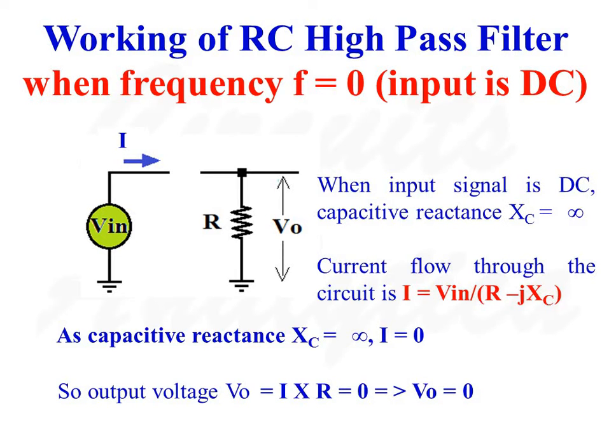As current I is equal to 0, current flow through resistance R is equal to 0 or voltage drop across resistance R is equal to 0. So output voltage V0 is equal to 0 when input is DC.